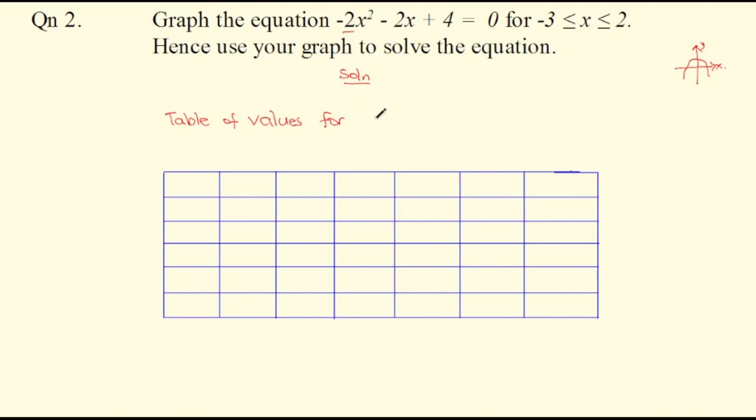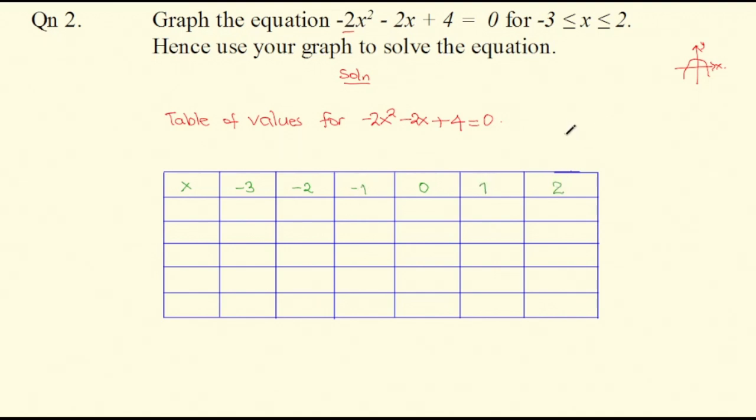For our parabola, that is -2x squared minus 2x plus 4 equals 0. Now we can do it as usual. We get our range of x values along the x-axis, that is -3 followed by -2, -1, 0, 1 and 2.